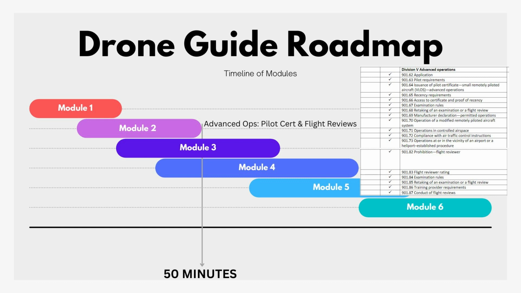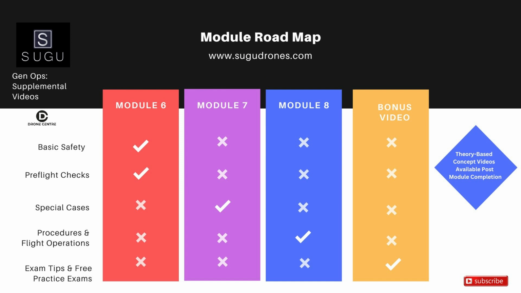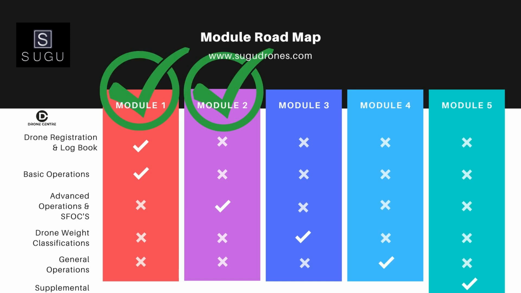To the right, you'll see that we'll be covering 901.62 to 901.87. Again, we have a total of 8 modules. This is Module 2 of 8. To highlight where we are on our study guide roadmap, I've given you another illustration. Again, we're on Module 2 of 8. We'll be doing advanced operations, SFOCs, and flight reviews.